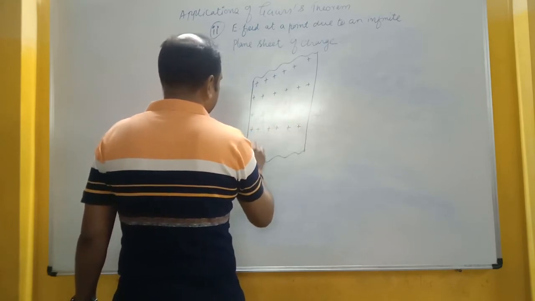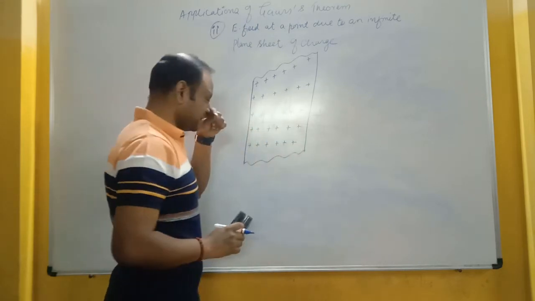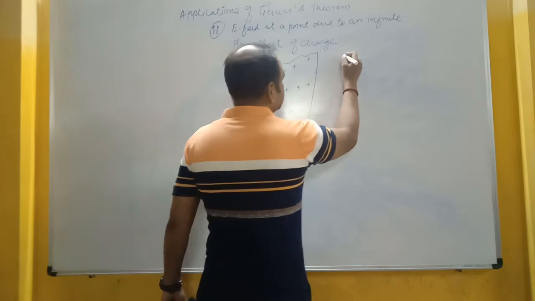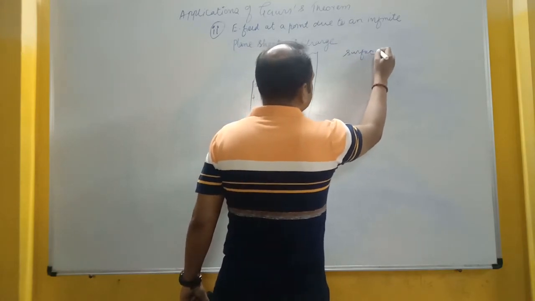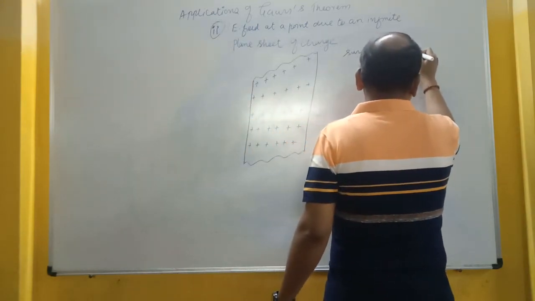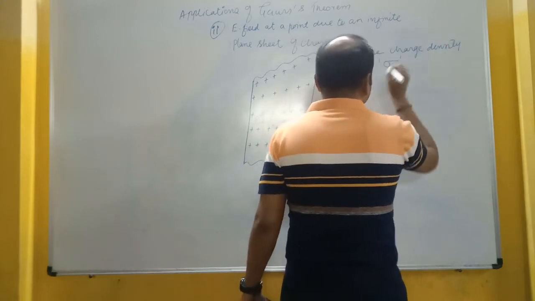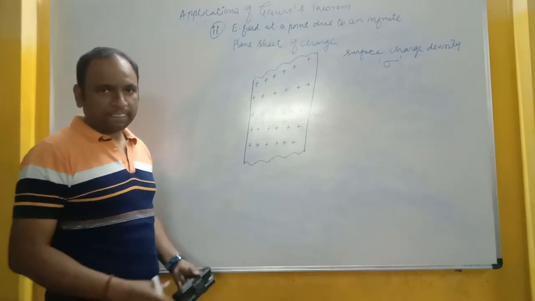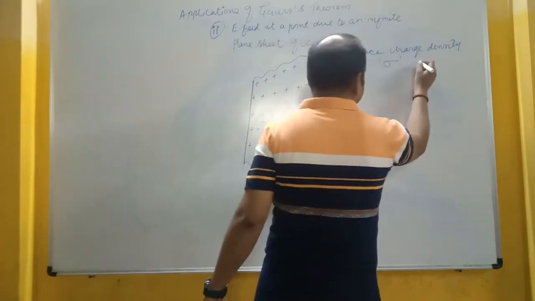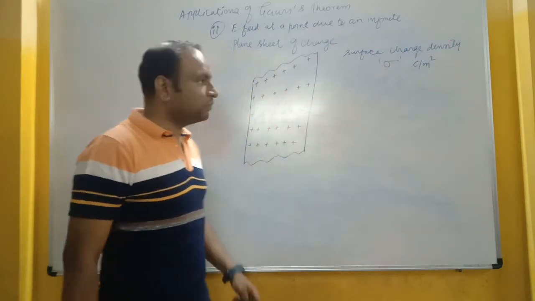Okay, so this is how the charge is distributed. If I assume the surface charge density, that is the charge per unit area, we call it the surface charge density. Suppose it is sigma. Sigma is the surface charge density, charge per unit area, and its unit would be coulomb per meter square. C is coulomb, M is meter.